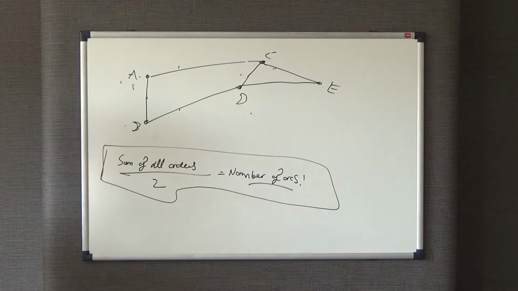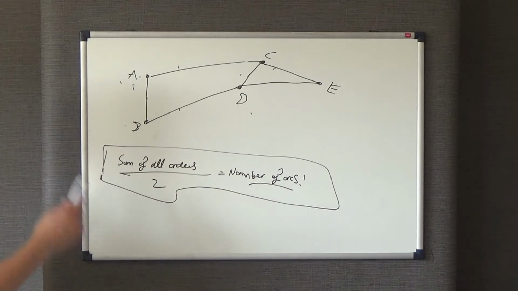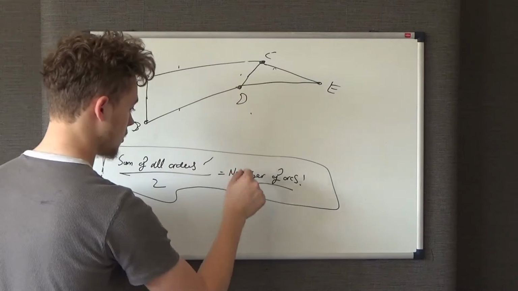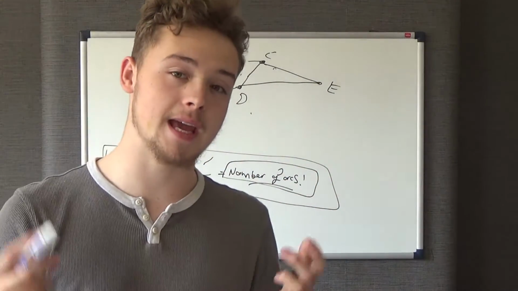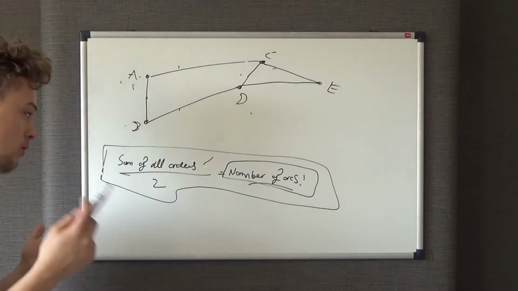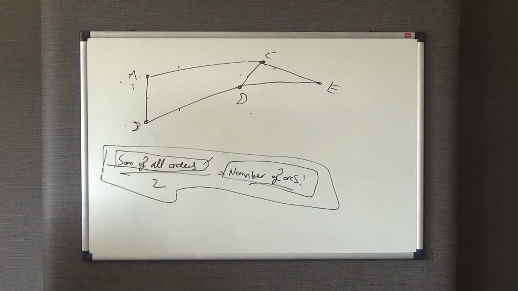Okay, so there should be 10. We should add up all the orders, divide it by 2, you should get the number of arcs. This leads us to a couple of points, okay, because obviously this number of arcs has to be an integer. In other words, it has to be a whole number. So therefore, the sum of all the orders must be even, okay, to have a proper graph.